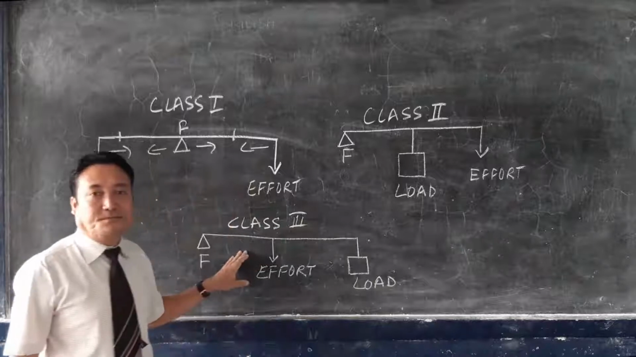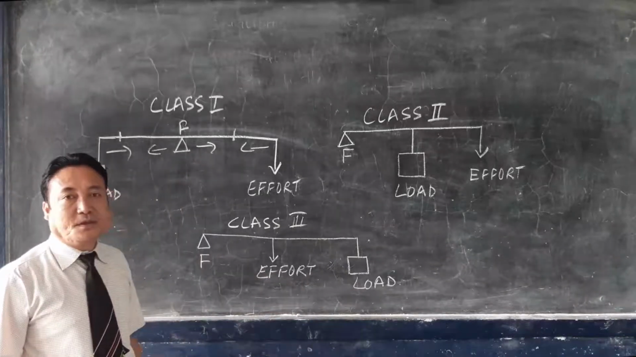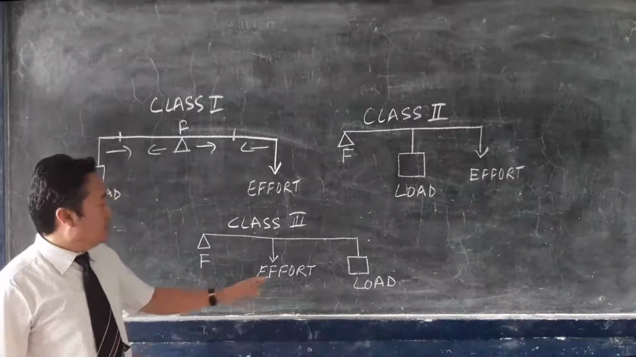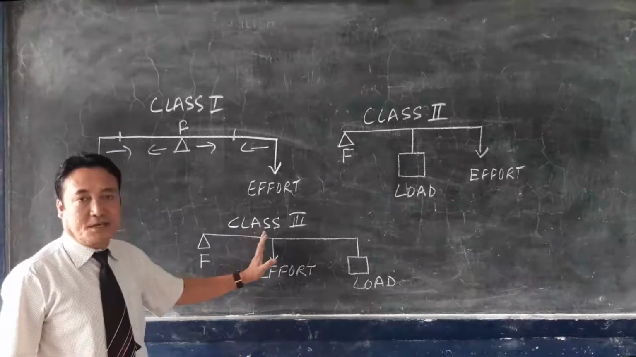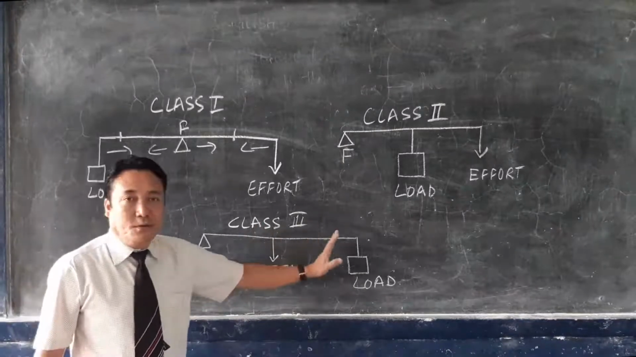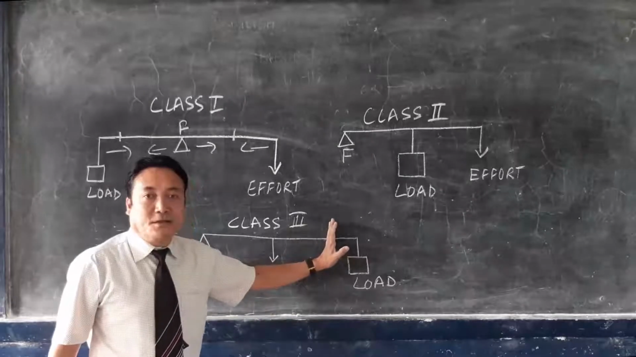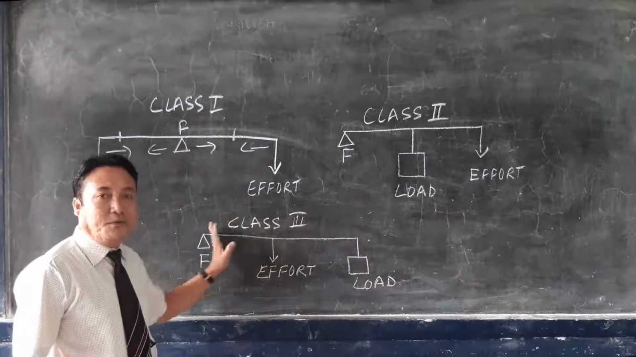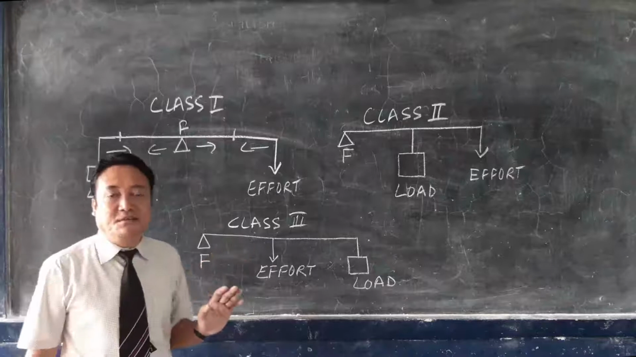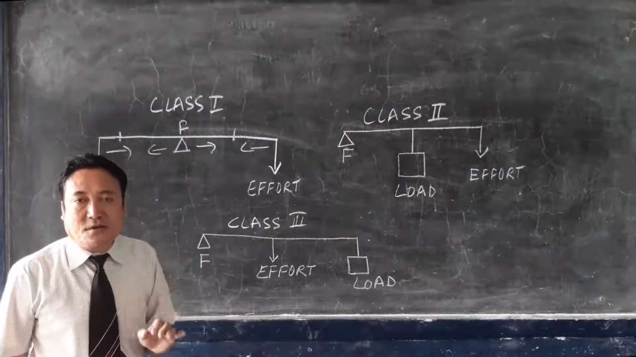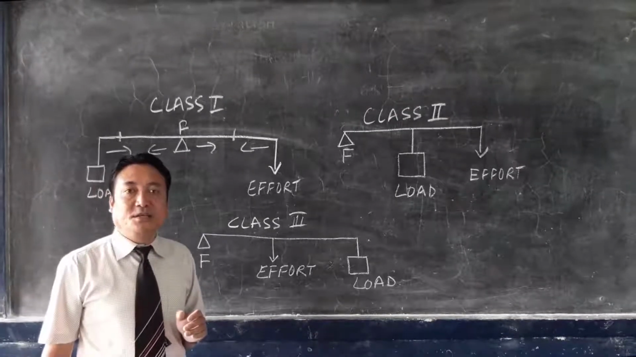In class 3 lever, the effort is between the fulcrum and the load. So in a class 3 lever, the load arm is always greater than the effort arm. Since the effort is between the fulcrum and the load, wherever you keep the effort, whether near the load or equidistant, the load arm is always greater than the effort arm. Examples of class 3 lever are a fishing rod, a fire tongs and sugar tongs. All these are examples of class 3 lever.